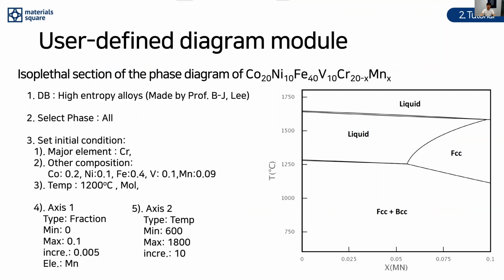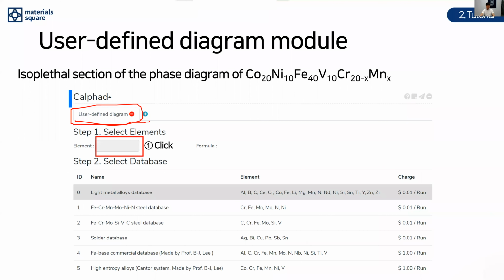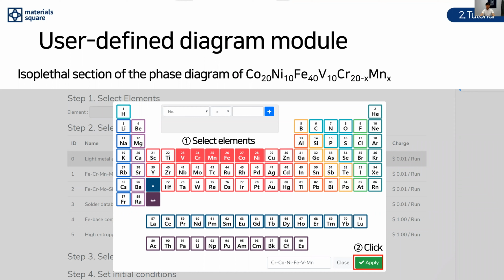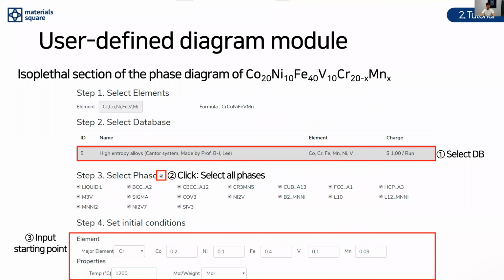Next, as a part of the calculation of the isopressor section, we will get the pressure section of the phase diagram of high entropy alloys. Please prepare the user-defined diagram module of MatSQ Calphad. In the user-defined module, please click this part and select 6 types of atoms: vanadium, chrome, manganese, iron, cobalt, nickel, and please click this one. Then please select the following database and click this one to select all phases. Next, please put the starting point as the following values.